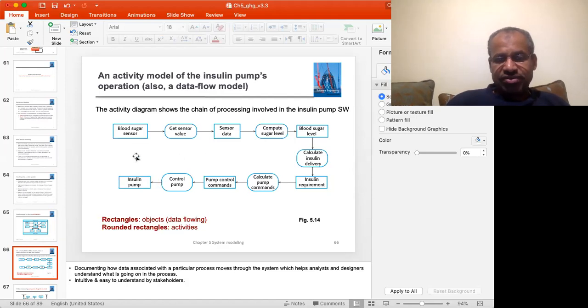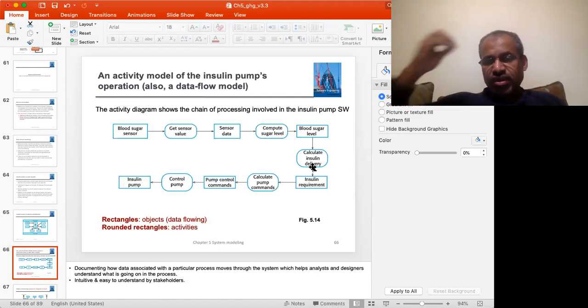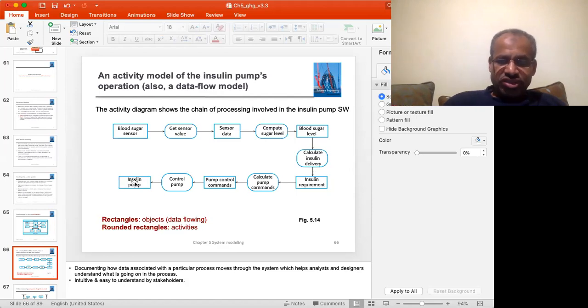Here, three symbols are used: a rectangle to represent objects or data flowing from one activity to the other, and the rounded rectangles are the actual activities. So here's an object going to this activity, get sensor data, which obviously will be translated into some kind of coordinate system eventually, and this activity passes sensor data onto another part of the software, which would compute sugar levels, and the sugar levels would be used to calculate insulin delivery, and so on and so forth. You can follow that as a process, a sequence of processing steps, a sequence of actions that ultimately generate the actual measure that the control pump needs to push the insulin into the patient.